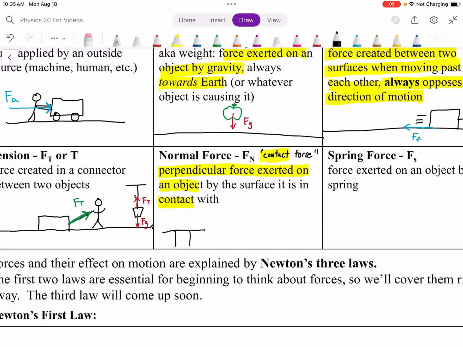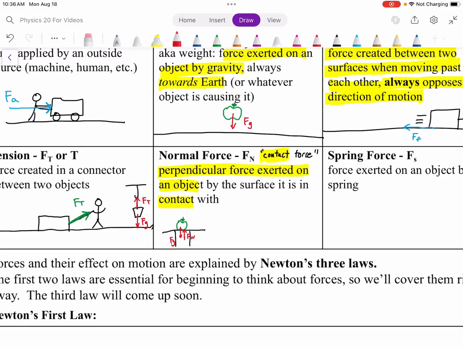And we can see that it's the table exerting a normal force upwards on it. So if I have some object sitting on a table, let's say an apple, there is a force of gravity pulling it down, okay? But the reason it's not accelerating down is that these two are in contact. The apple is in contact with the table. And so there's a normal force from the contact there pushing up just as hard.